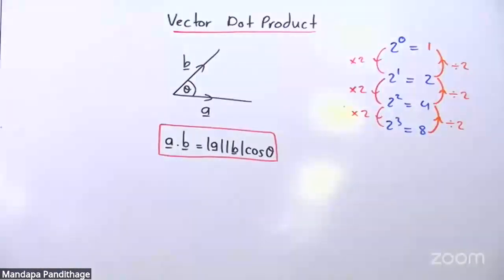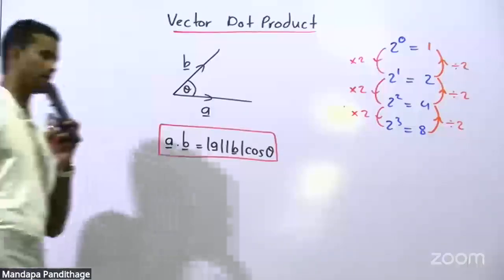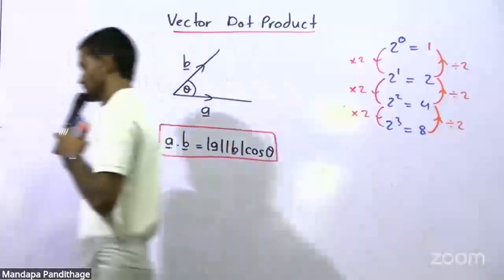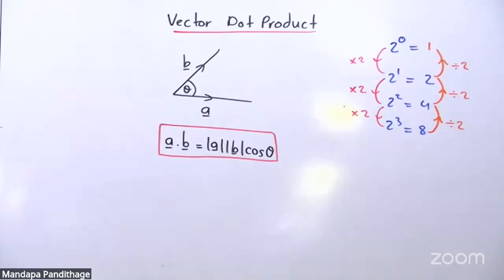When the angle between vectors A and B is theta, the vector dot product is defined in the following manner.